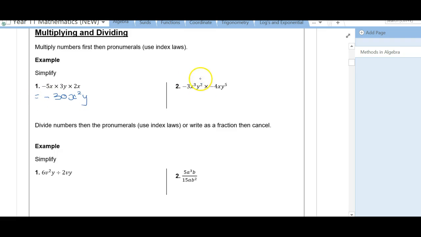Number 2, I'm going to do the numbers first. Minus 3 times minus 4 is 12, and then I'm going to use my indice laws. I've got x cubed and 1x, which means I've got 4 x's, because when I multiply I add the powers, and the y is 7.